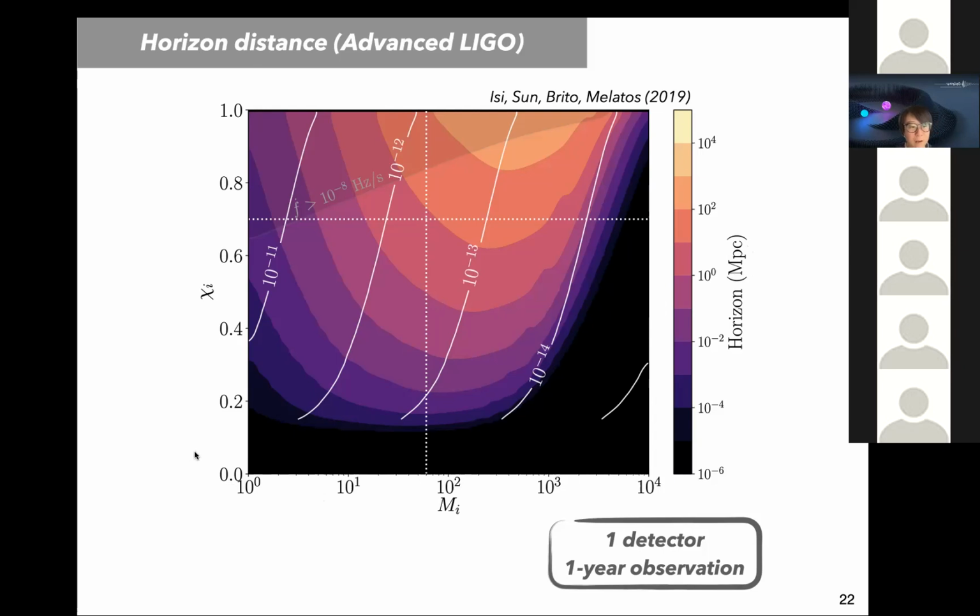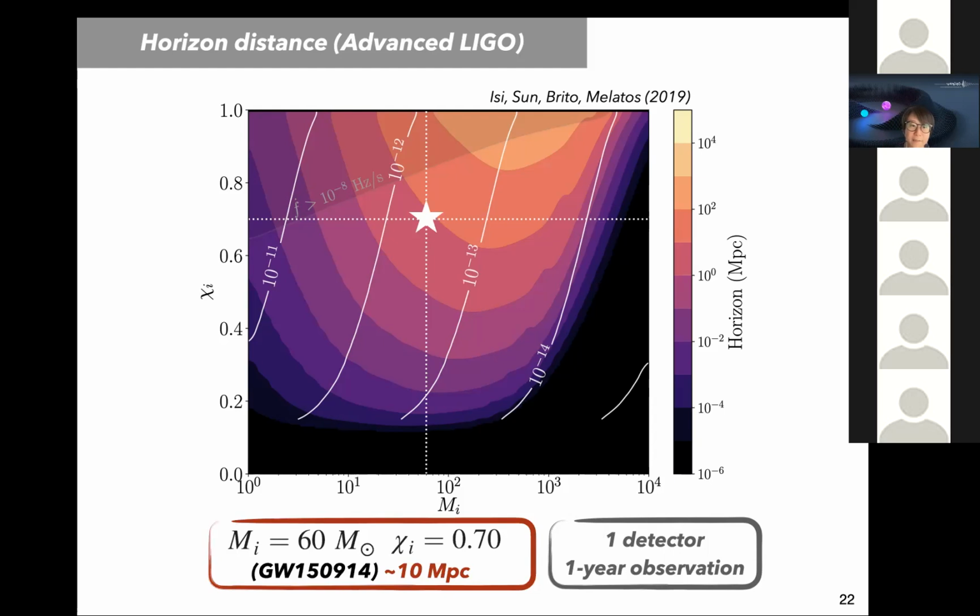By initial, I mean the mass and spin after the merger of the black hole. And then these white contours stand for the corresponding boson mass in units of eV. This is assuming that we use one Advanced LIGO detector at its design sensitivity and observe for a whole year. And to give a more concrete example, this star stands for a black hole with 60 solar masses and 0.7 spin. That's kind of the remnant black hole of GW150914.